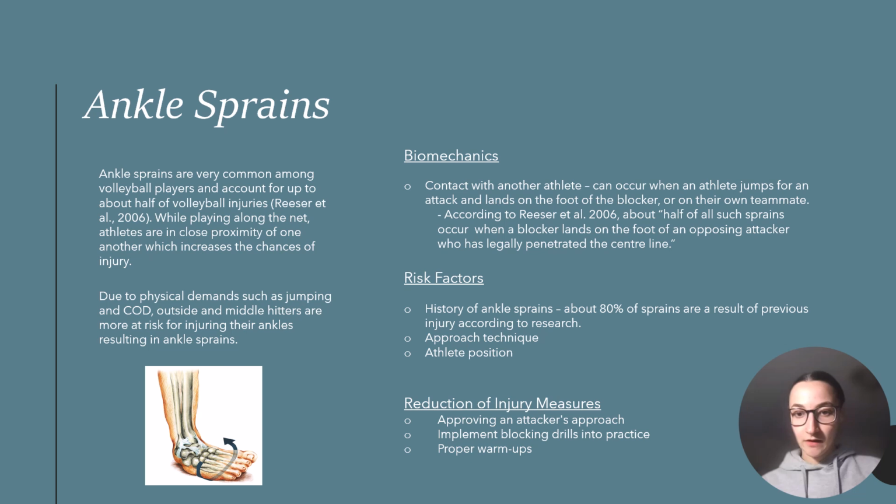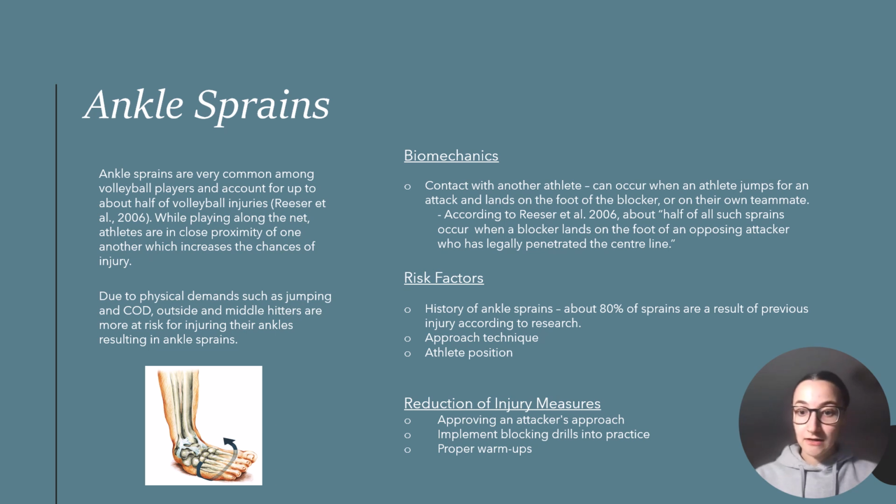According to a research study by Reeser and other researchers, half of all sprains occur when a blocker lands on the foot of an opposing attacker who has crossed that center line where the net is. Some risk factors that are going to be important to consider are going to be the history of ankle sprains. A lot of ankle sprains are going to occur to athletes who have already had one previously, and about 80% of sprains are going to be the result of a previous injury, according to a lot of the research that I looked into preparing to talk to you guys today.